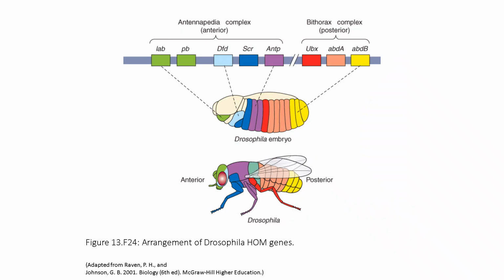This figure shows how homeotic genes in Drosophila are arranged in clusters. Each gene contains a helix-turn-helix DNA binding domain and is responsible for defining specific body segment identities during embryonic development.